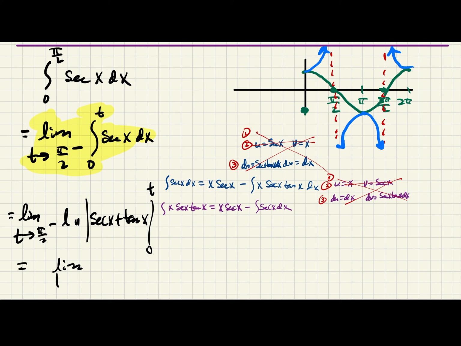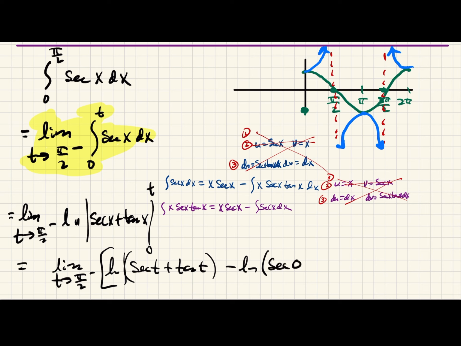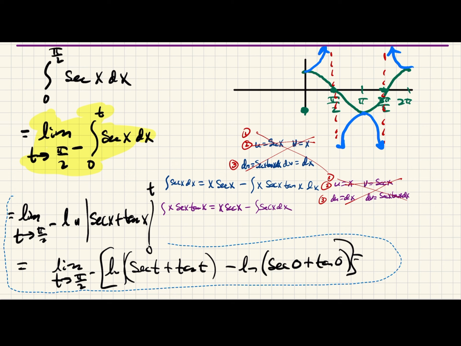So we have the limit as t goes to pi over 2 from the left of the natural log of secant t plus tangent t minus the natural log of secant 0 plus tangent 0. Okay, and then we're hoping that whole secant 0 plus tangent 0 does something nice, right?